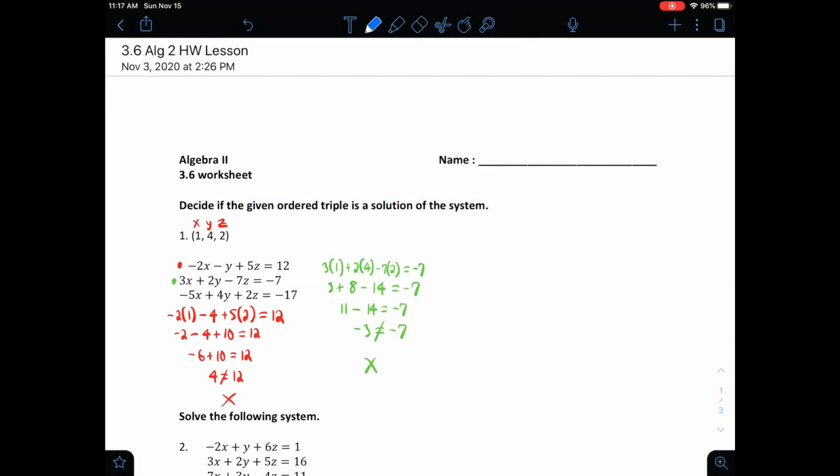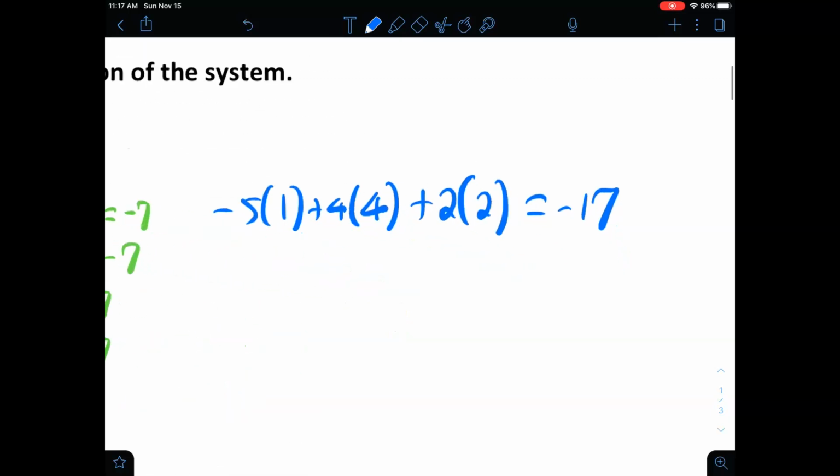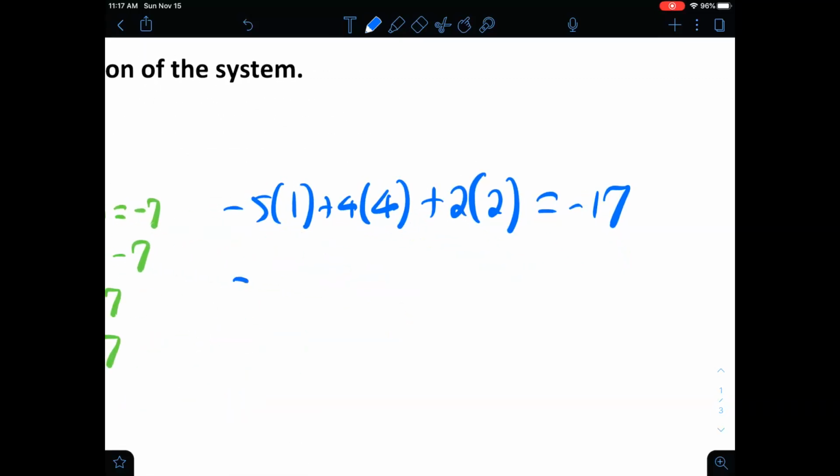So now we have negative 5x plus 4y plus 2z equals negative 17, so we're going to plug in 1 for x. So negative 5 times 1, plus 4 times 4, which is y, plus 2 times z, which is 2, equals negative 17. All right, negative 5 times 1 is negative 5, plus 4 times 4 is 16, plus 2 times 2 is 4, equals negative 17.